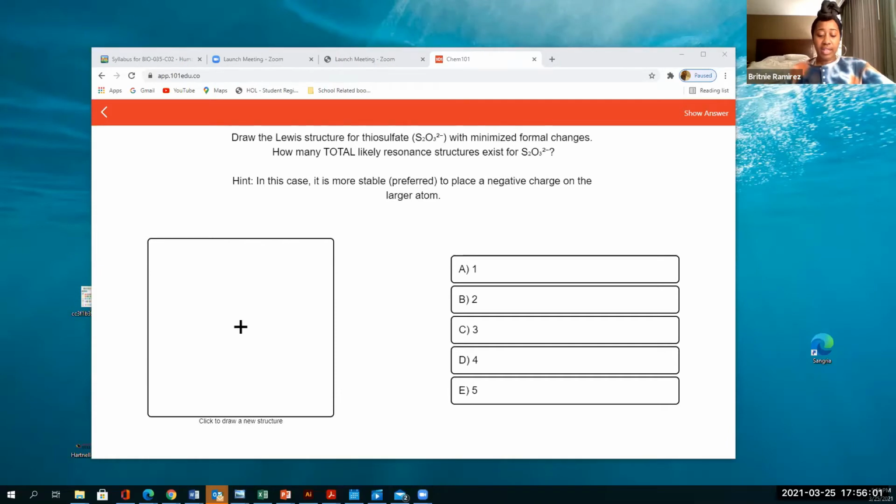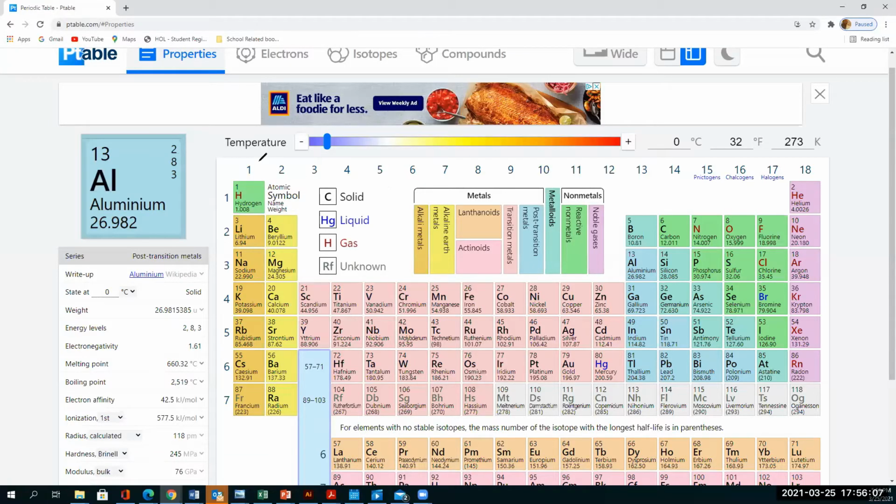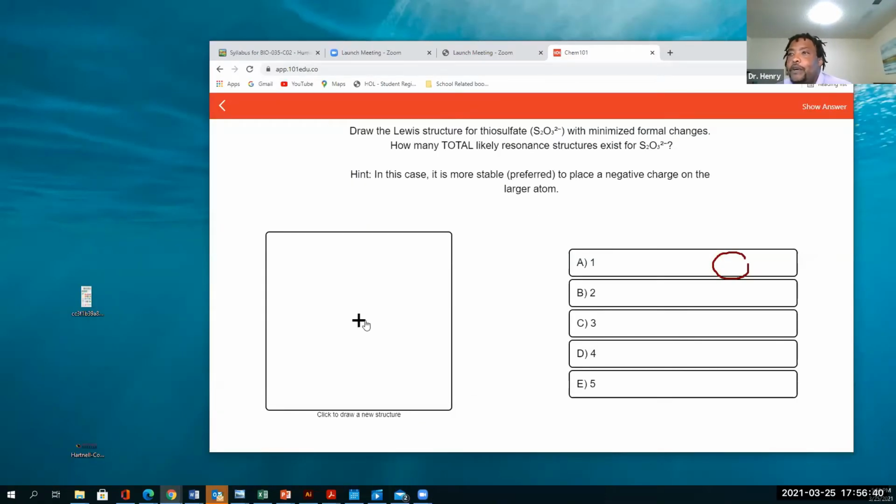As we go from left to right, what happens? Smaller radius, left to right. Because sulfur's in the same group, but it's lower. Okay, I've got to look at my periodic table. So sulfur's got to be bigger than oxygen, right? We want to make sure that one of the sulfurs has a negative charge. That's what they're basically telling us. So let's go ahead and try to draw it.